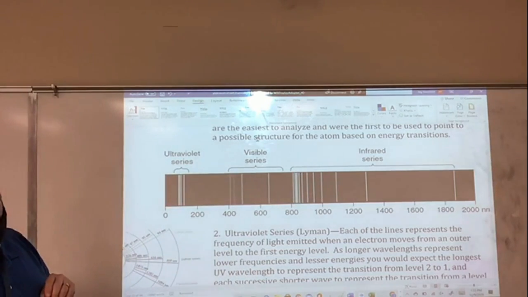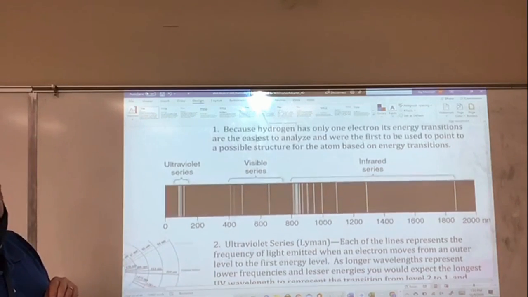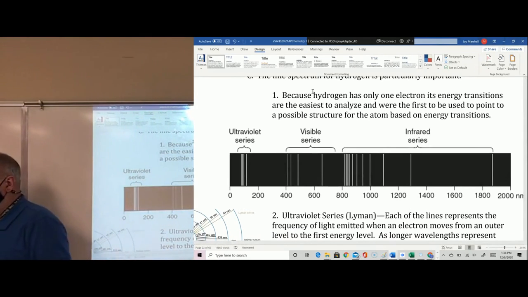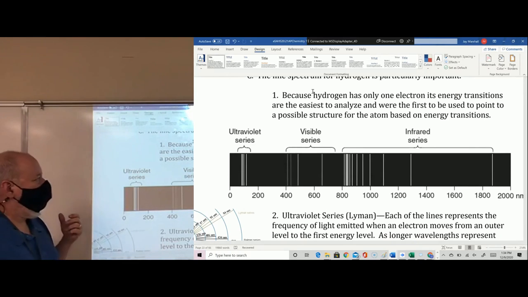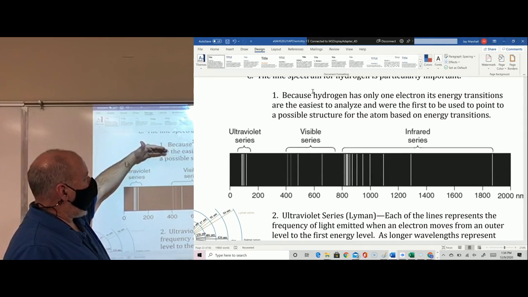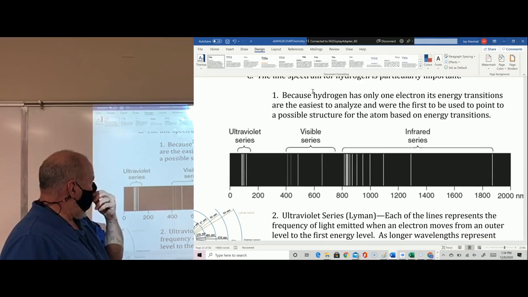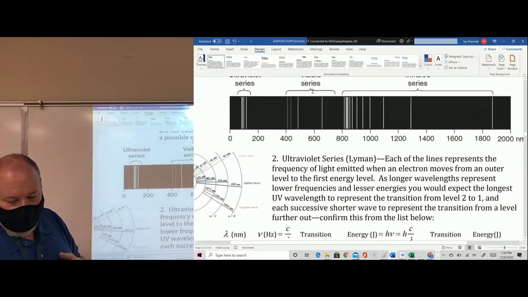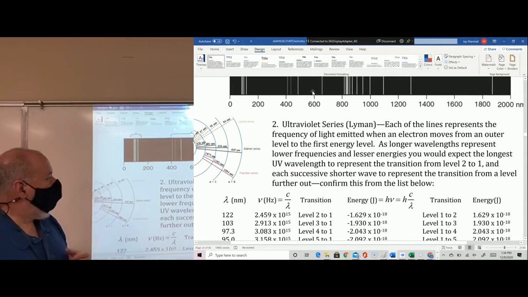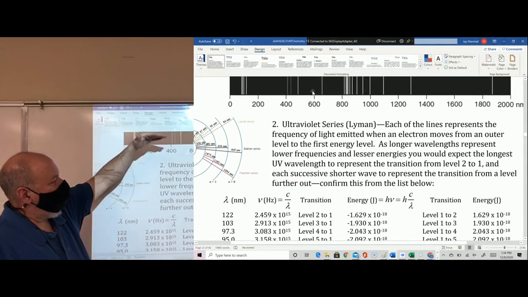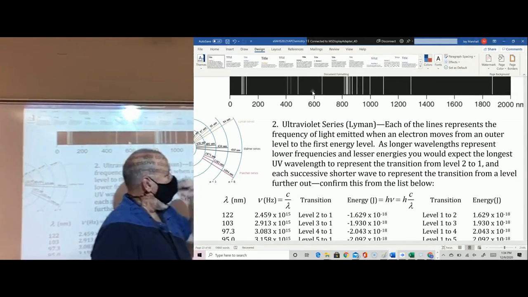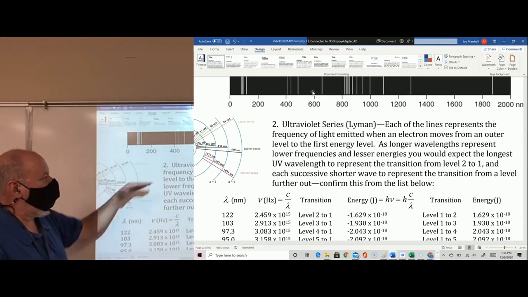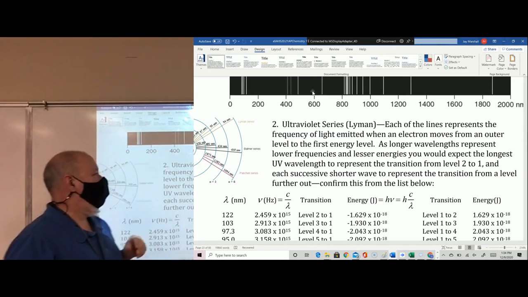Okay? So if we look at hydrogen's spectrum, hydrogen has only 1 electron, so it's going to be the easiest for us to look at, right? It's going to have the lowest number of transitions. And they were the first to be used to point to a possible structure for the atom based on energy transitions. Okay, so what we saw is that we have an ultraviolet series, we have a visible series, and we have an infrared series. And the Lyman series, or the ultraviolet series, this was the guy that discovered them or described them.